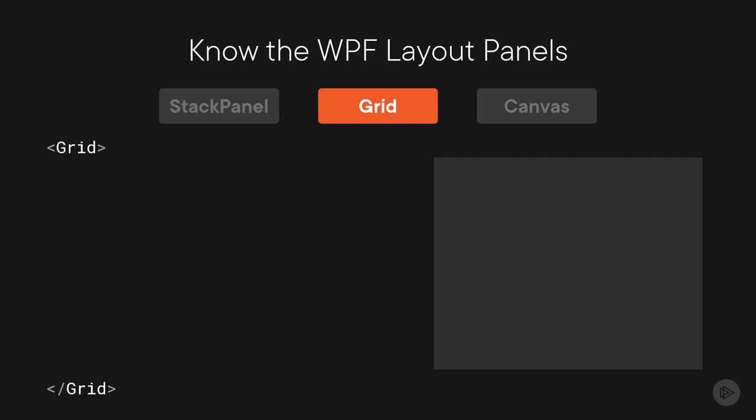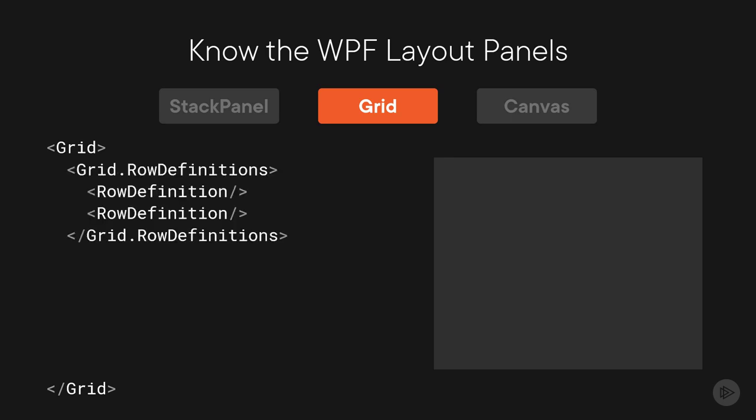So let's define a grid here. The grid allows you to position your elements in rows and columns. To define rows, you use the grid's RowDefinitions property with the property element Grid.RowDefinitions. In this case, I have added two RowDefinition elements. This means that you get a grid with two rows.